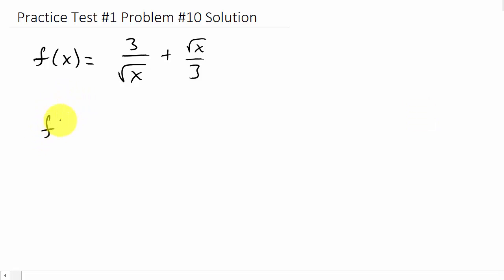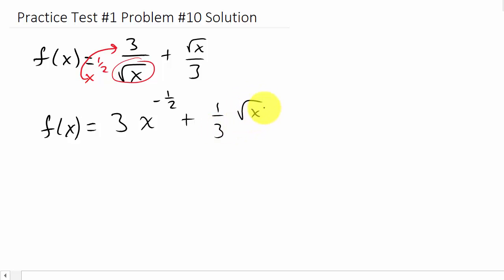Here I've got f of x is equal to, now remember this right here, square root of x can be written as x to the 1/2. And remember, when we take the derivative, I want to try to have x raised to a power. So I'm going to take this and move it up to the numerator. But when I do that, that's going to change the sign of the exponent. So I'll have 3x to the negative 1/2. But now I can use the power rule. Plus, and then this one, I'm going to write that as 1/3 square root of x.